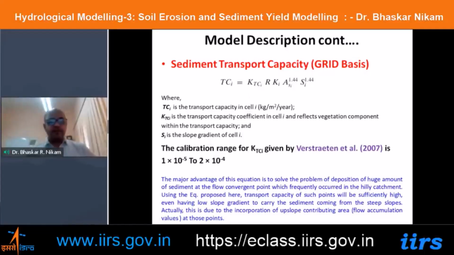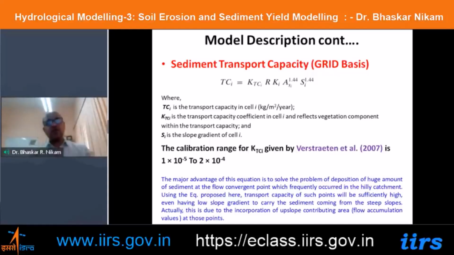So again, K is same, R is same, A and S is also same. KTC is the transport capacity coefficient; the general value of KTC is 1 into 10 to the 5 to 2 into 10 to the 4, depending upon what kind of land use land cover you are having, what kind of soil you are having. And then we'll calculate the transport capacity.